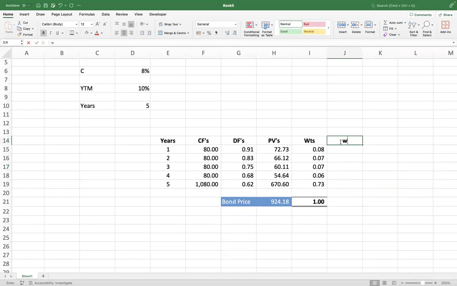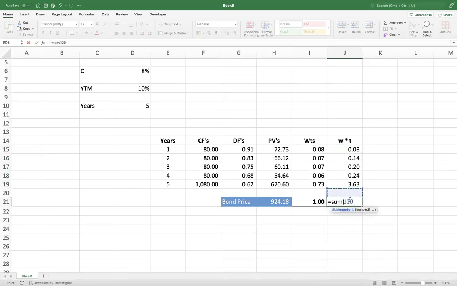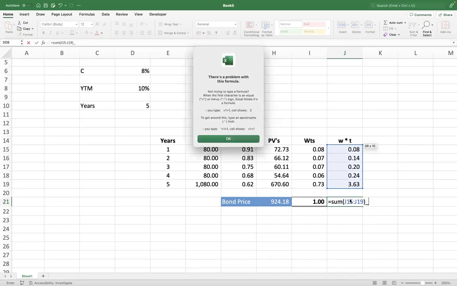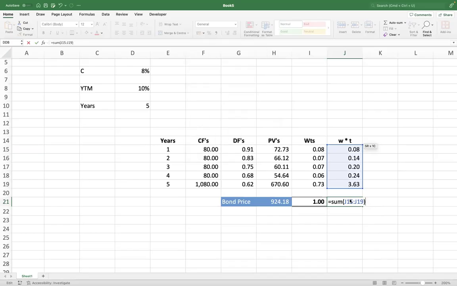Then you do W into T, weight. Please remember this is not time to maturity, so don't multiply it by TTM. It's weight into the time of that year. So it will be weight into year, and do this for all and just add it up. So once you add it up, this value becomes 4.28.